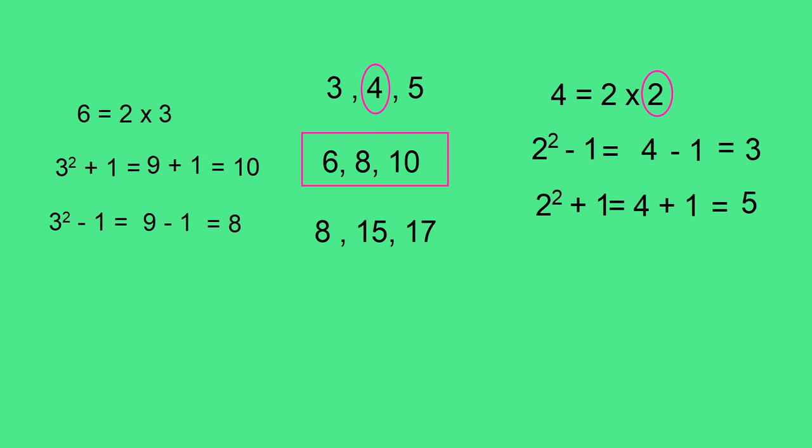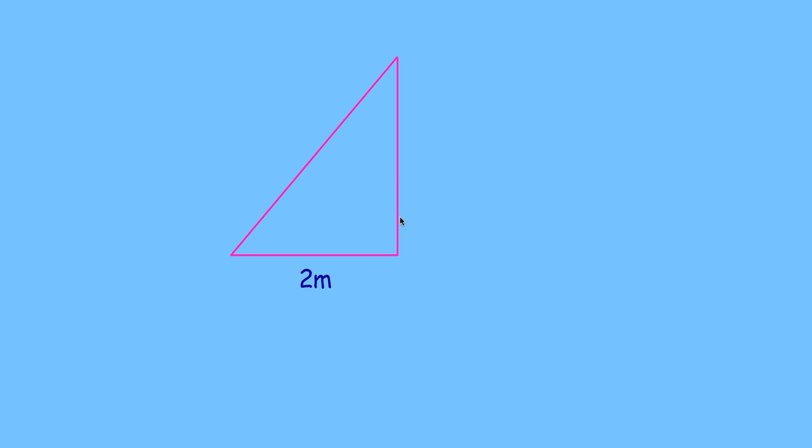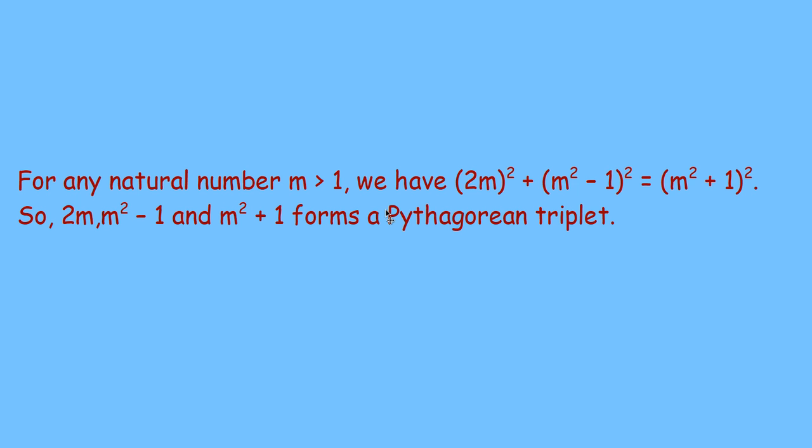So in general we can say, in a right angle triangle, if 2m is the length of one side, then the other two sides are m square minus 1 and m square plus 1. Or, for any natural number m greater than 1, we have (2m) whole square plus (m square minus 1) the whole square is equal to (m square plus 1) the whole square. That is, the sum of the squares of two sides is equal to the square of the hypotenuse. That is, 2m, m square minus 1 and m square plus 1 form a Pythagorean triplet.